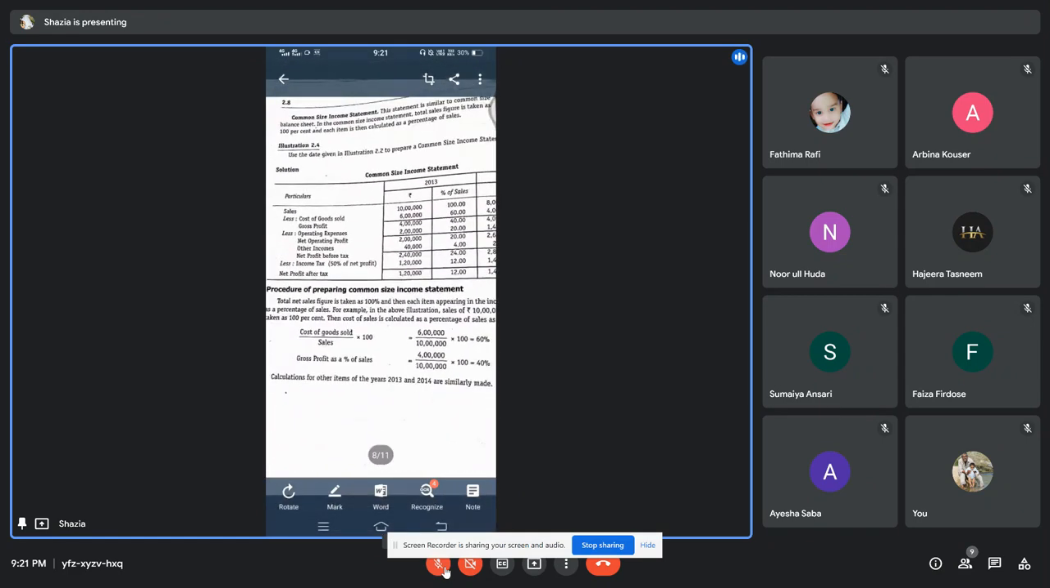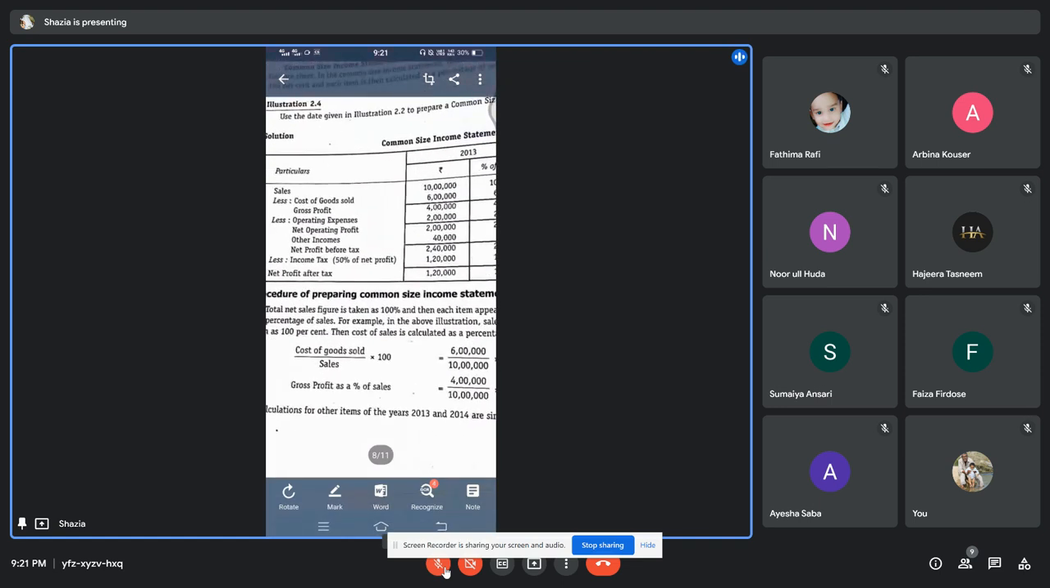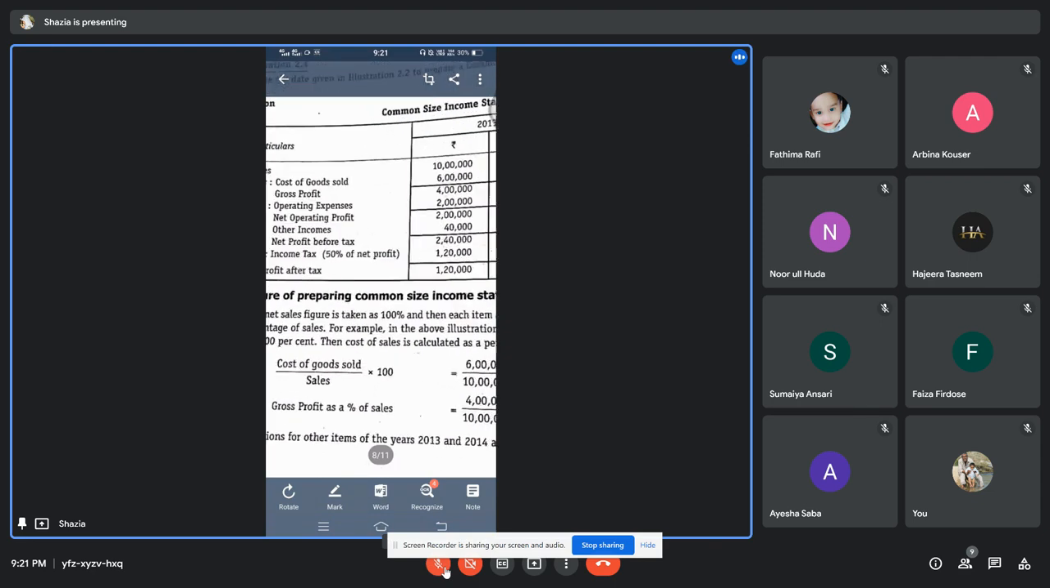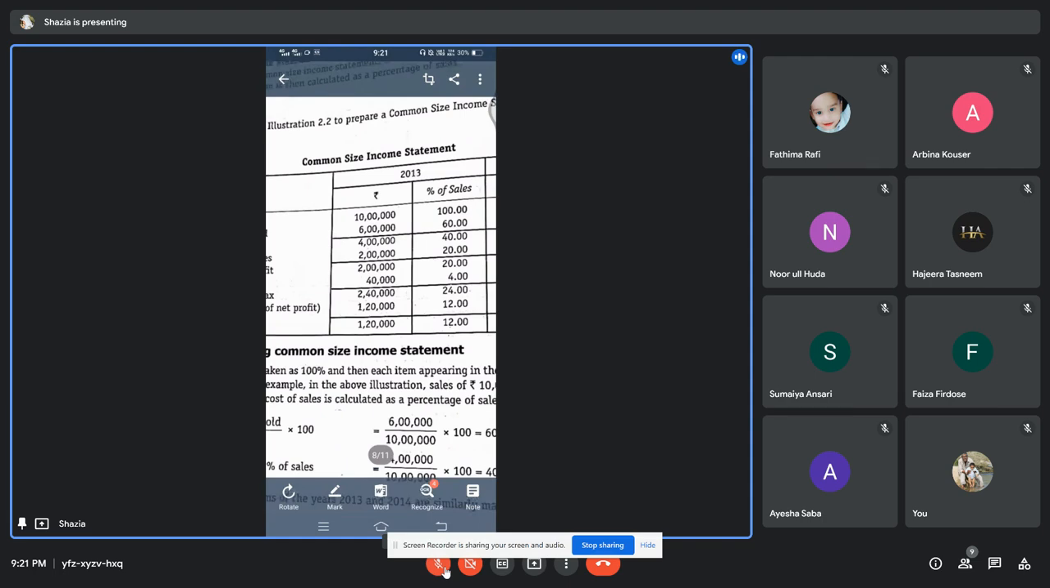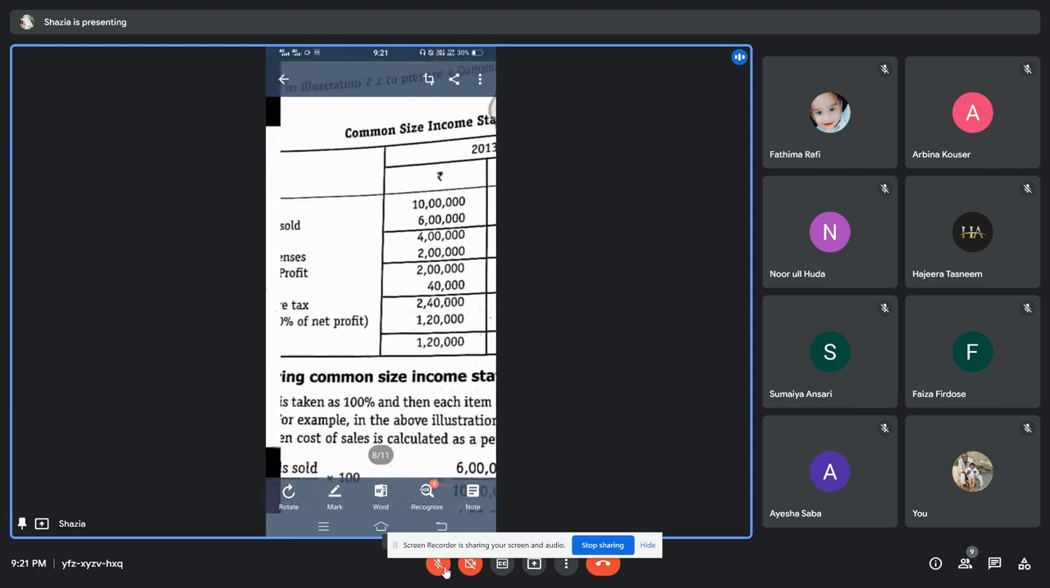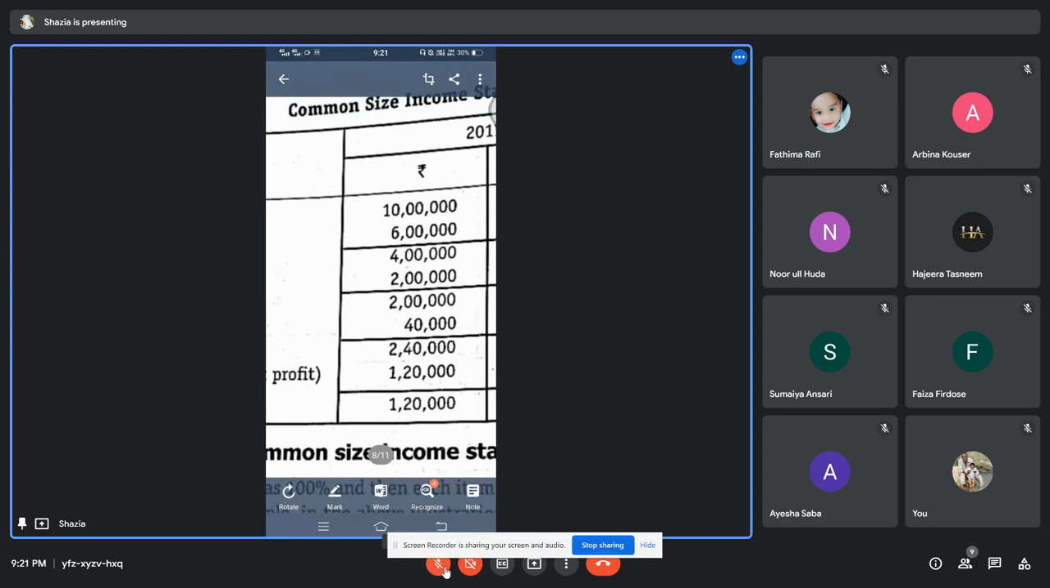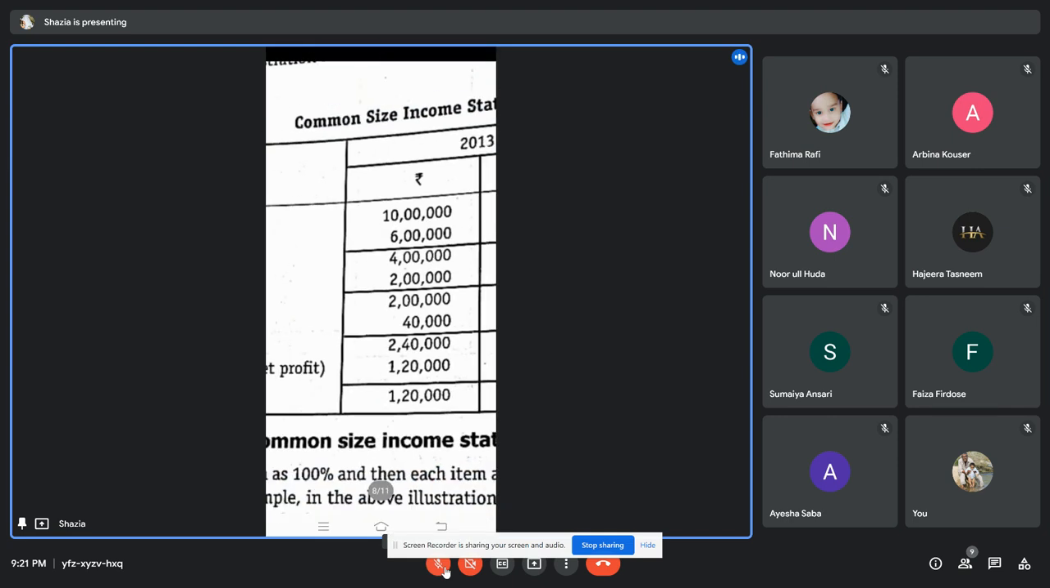Soon after the cost of goods sold, what is the remaining amount you get? Out of 10 lakh, if 6 lakh goes, the remaining amount is gross profit. Now gross profit is 4 lakh. How do you find the percentage? To find the percentage, of course, I told you sales amount will be taken as the common amount. So 4 lakh divided by 10 lakh into 100 is 40%.